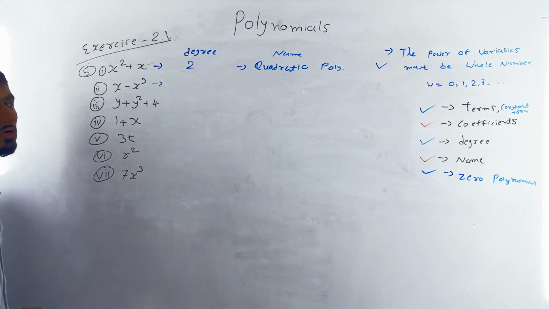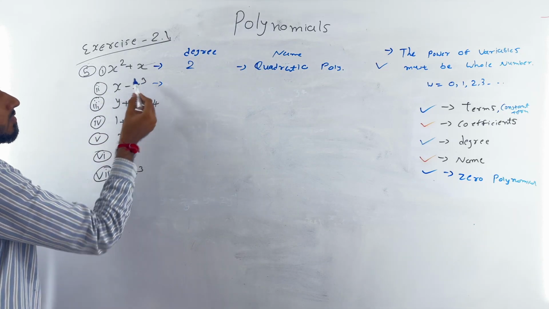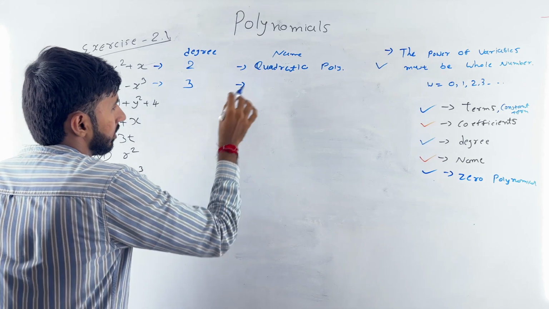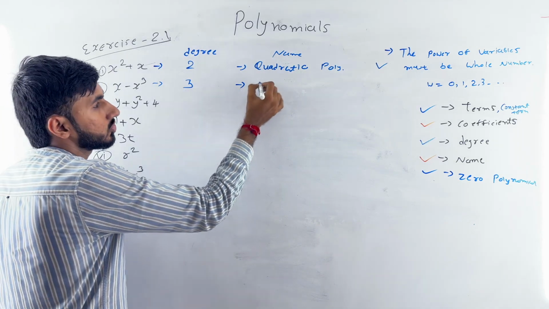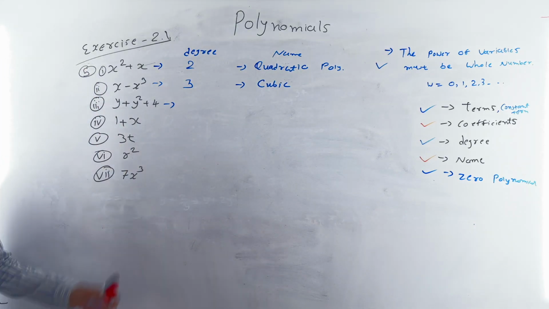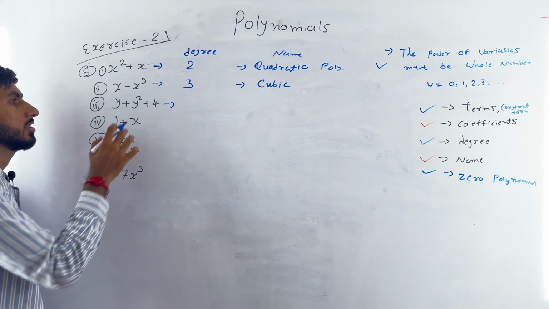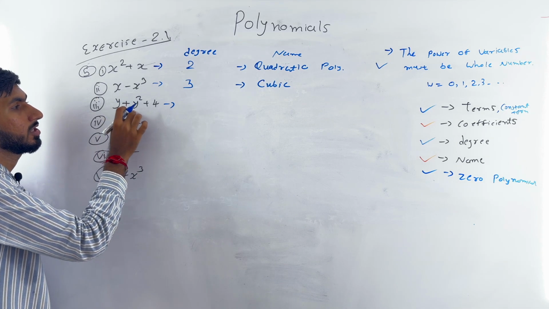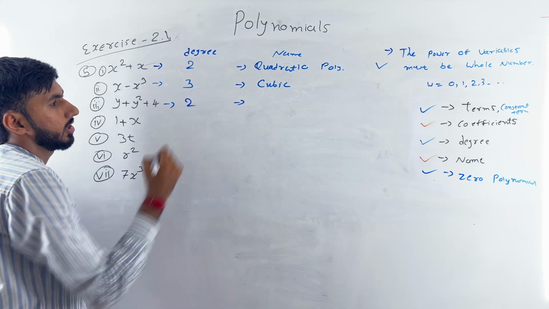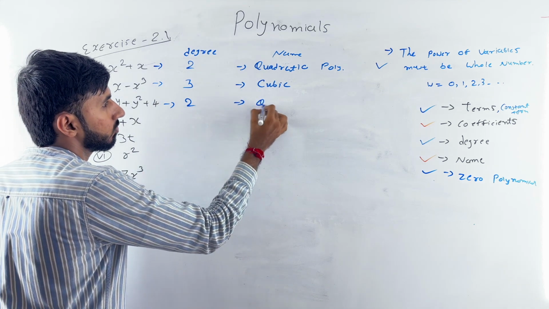Now we will go to the second question. Here I have x minus x cube. So the degree of this polynomial will be 3. 3 is the highest degree for the variable x. Now if the degree is 3, that means it is cubic. Very easy. Now for the third one, y plus y square plus 4. The highest degree for the variable in this polynomial is 2. So my degree will be 2 and my answer will be quadratic for degree 2.